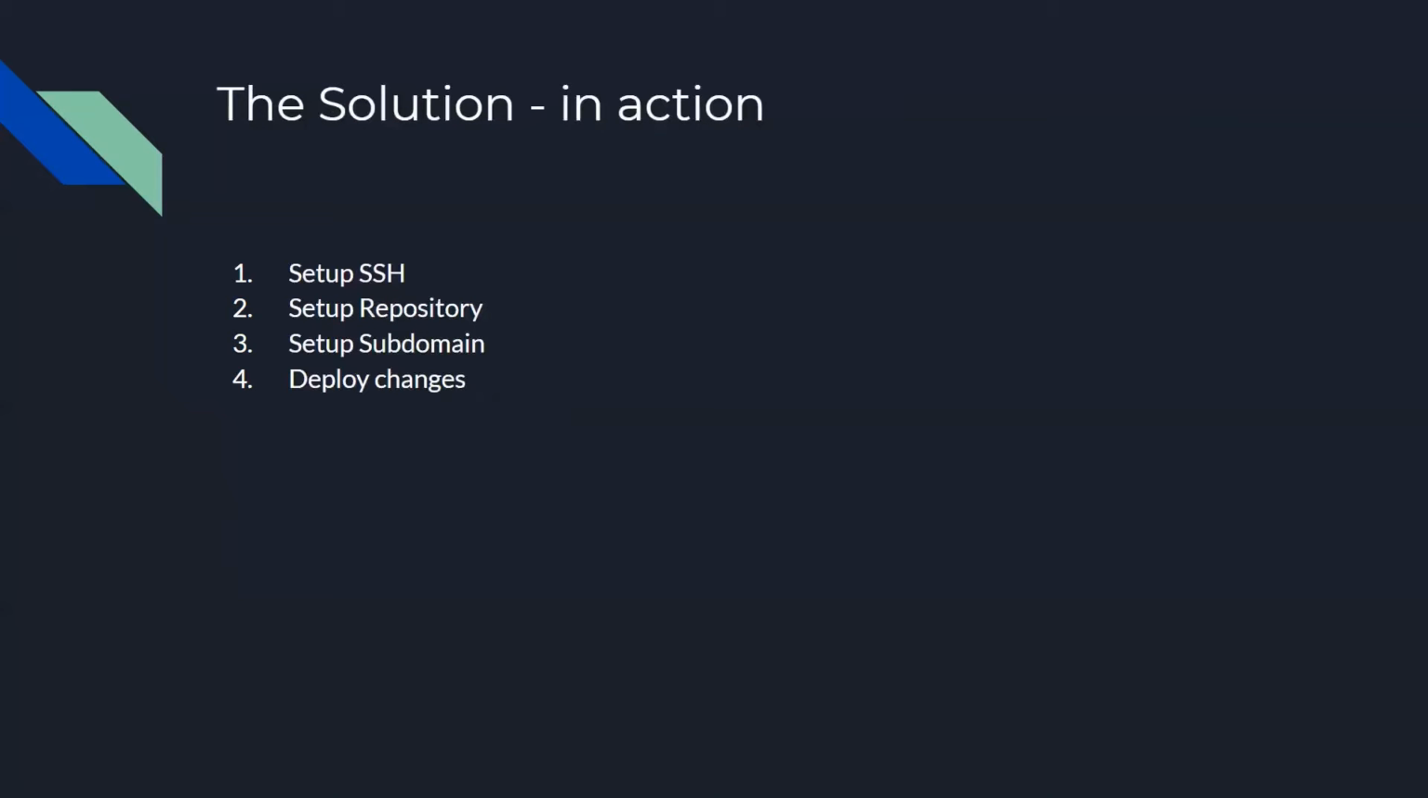How might I myself set up continuous deployment with BYU Domains? First, we're going to have to set up SSH, then we'll set up the repository, then we'll set up the subdomain, because that's typically how I like to run new projects, is just put a subdomain. Then we will deploy our changes. So step one, let's set up our SSH.